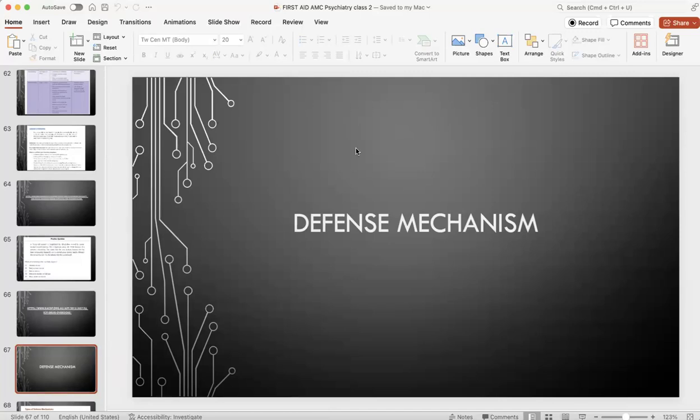Yeah, so naloxone is for opioid poisoning, and naltrexone is basically if you want to gradually wean off the opioid for the patient.